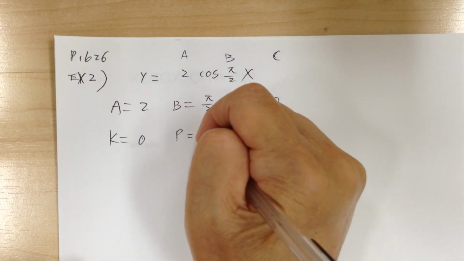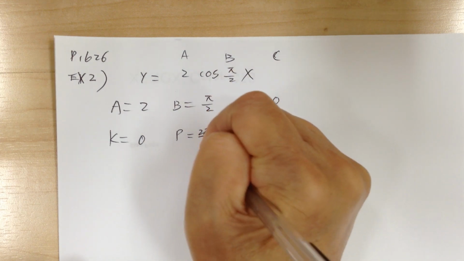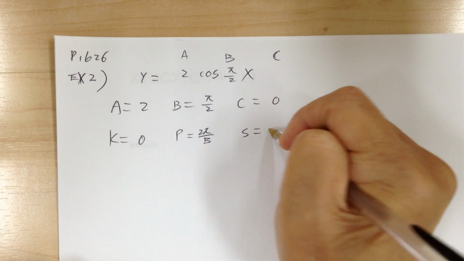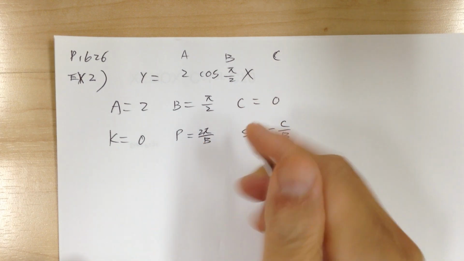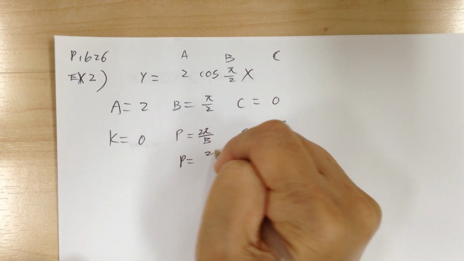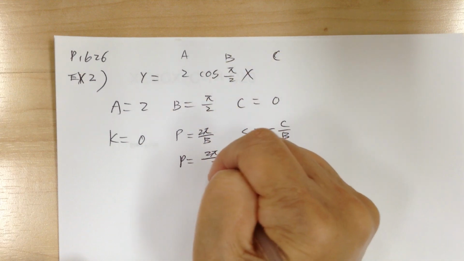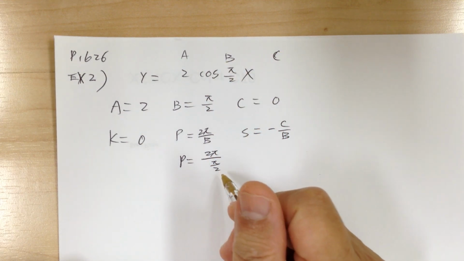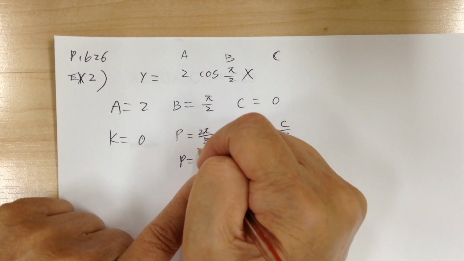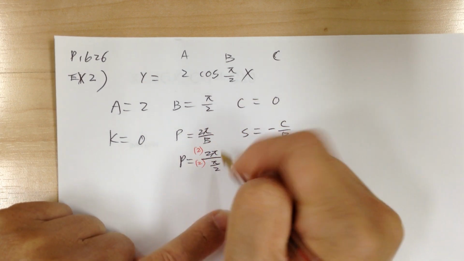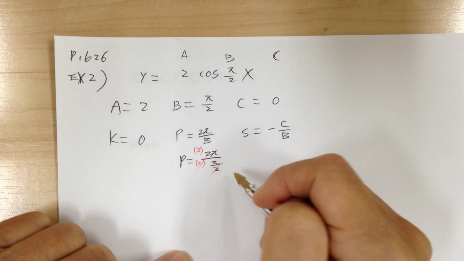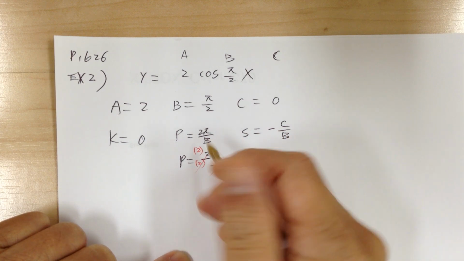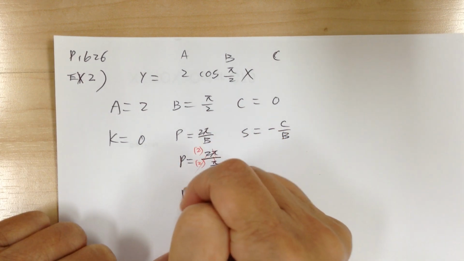So period equal to 2 pi over B. By the way, the shift is negative C over B, so you need to know this. B is pi over 2. Now you have to know how to simplify your complex fraction. You multiply both the top and the bottom by 2, so this will cancel out, and notice the pi will cancel out. So P equal to 4.